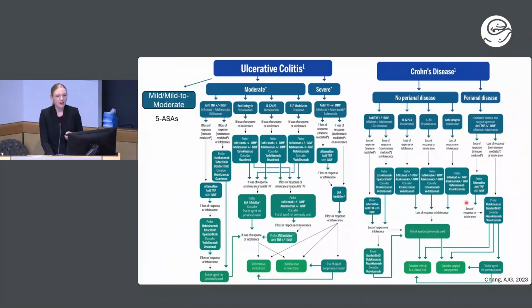So our IBD care now fully revolves around biologics and small molecule inhibitors. The point of this very busy slide is not to go through these treatment recommendation pathways in detail, but simply to highlight all of the medications that are listed here, except for 5-ASAs or mesalamines, are biologics or small molecule inhibitors. So our foundation of our current IBD care revolves around biologics and small molecule inhibitors.